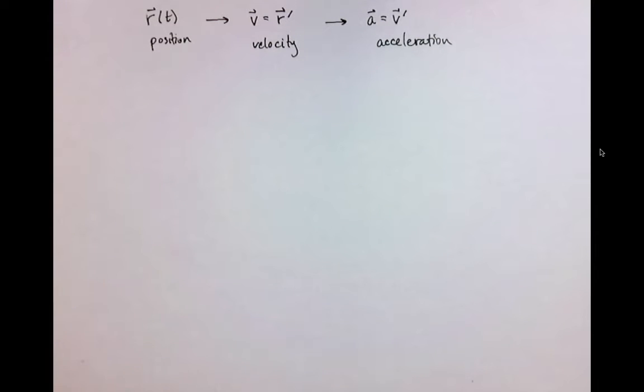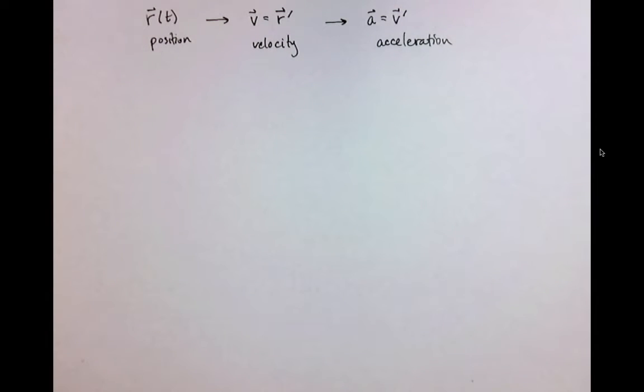We've already seen that if you're given the position r of t, then if we want to find the velocity of a motion, you take the derivative, and you get v. And then if you want to find the acceleration of that motion, you take another derivative of v, and you get the acceleration. Let's say we want to reverse this procedure.